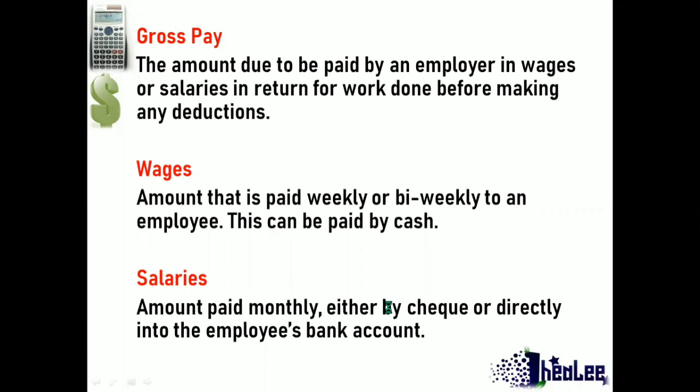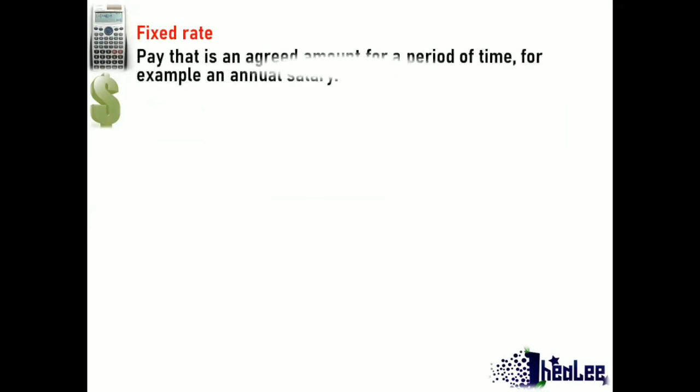We're going to look at some more terms, and we're going to continue with fixed rate. What does the term fixed rate mean? That is pay that is an agreed amount for a period of time, for example, an annual salary. So you may say that the employee earned $1 million for the year. That is a fixed rate that the employee earns. Or it could be an amount for a specified month or period.